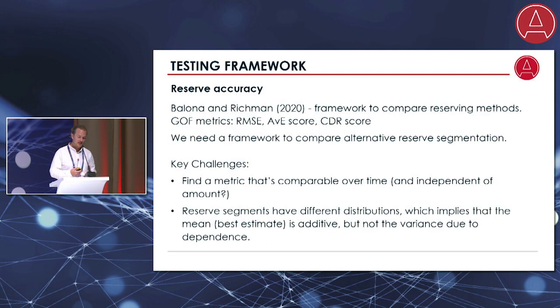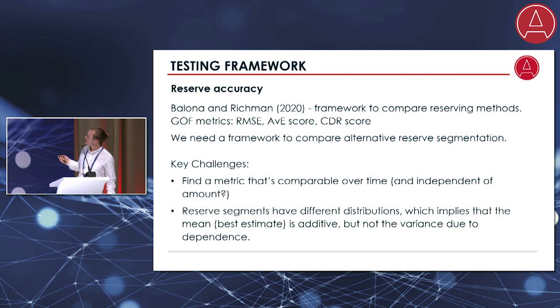But I guess the more interesting part is now, how do we measure reserve accuracy? Okay, so this paper by Bologna and Richmond, Caesar and Ron, in 2020 they wrote a paper that basically highlights the need to have a framework to compare reserving methods, and introduce a score. So they reference terms like the root mean square error, the AvE score, and the CDR score. I think the CDR score is from a Merz and Wüthrich paper. This is the claims development result, something like that. But I would really recommend reading this paper. It's very insightful. It gives a lot of food for thought.